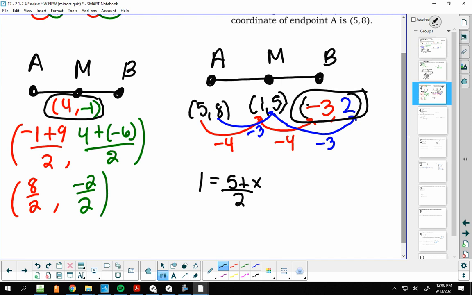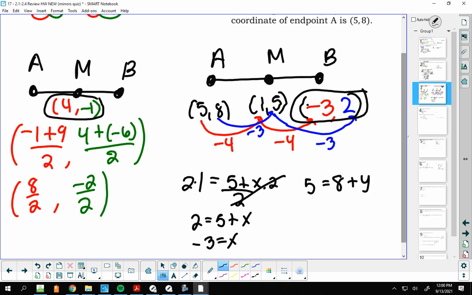Right? Same thing. So we'd multiply both sides by 2, and then we would subtract a 5 over, and we would get negative 3 equals x, which is exactly what we got. Okay, and we can do the same thing for the y value. The y value of the midpoint is 5, and that equals 8 plus y. Sorry, we don't know what that is. Let's pretend like we didn't figure it out. So you add the 2 endpoints together and divide it by 2.